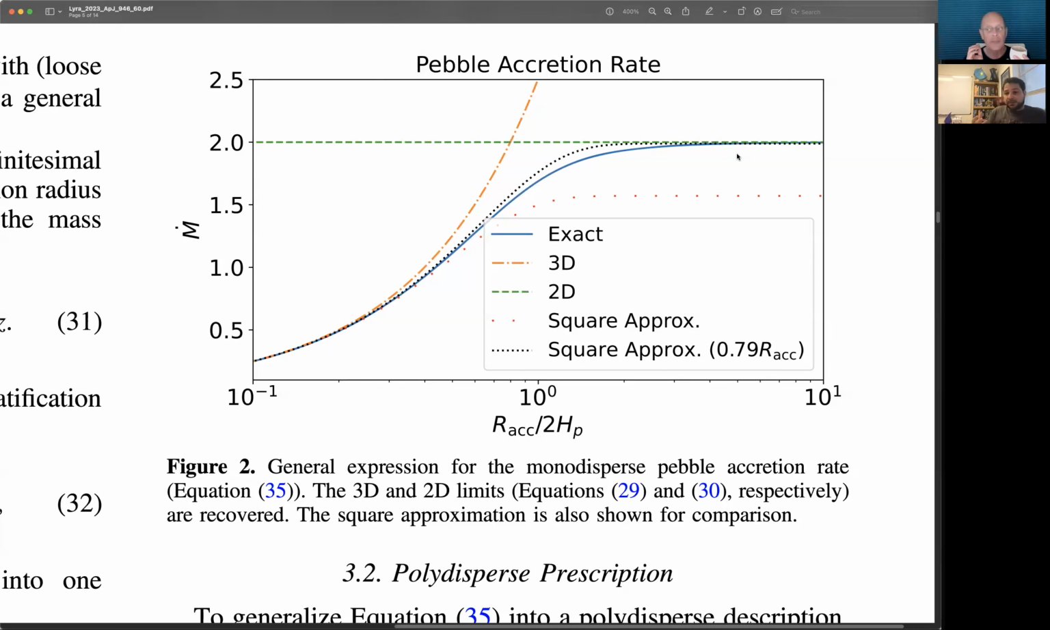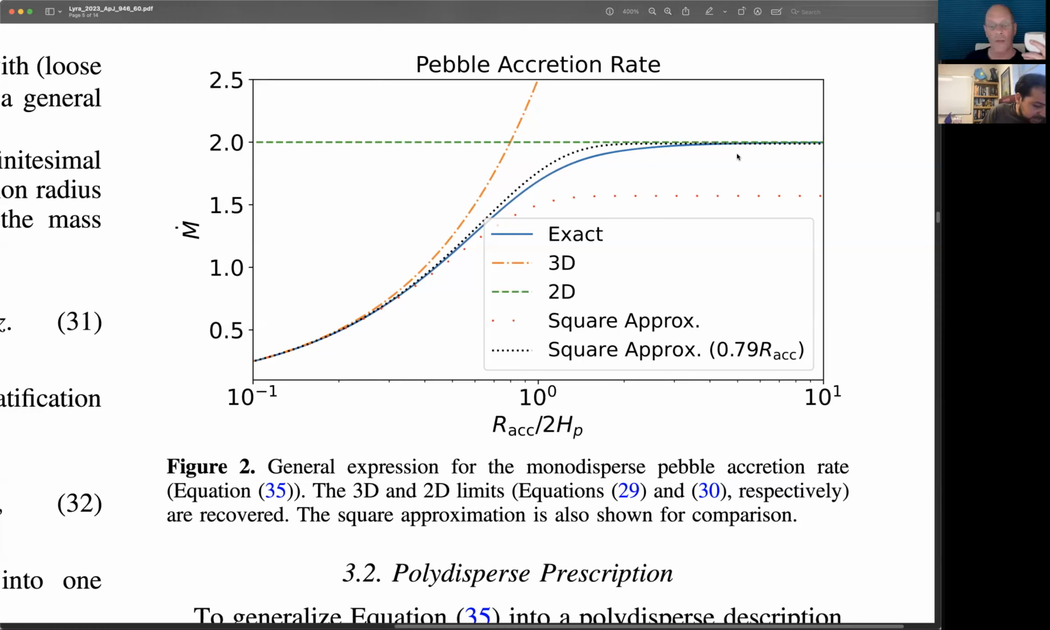Now the complete physical picture would be when the stratification of the column of pebbles is of the same order of magnitude as the accretion radius of the protoplanet. So the density is changing within the cross section of the protoplanet. That's what we did here. There was an article, Johansen et al. 2015, that approximated that. So those are the other lines that I show here.